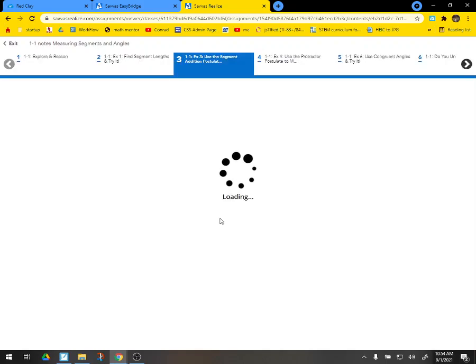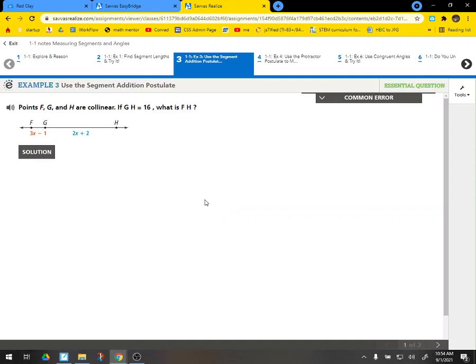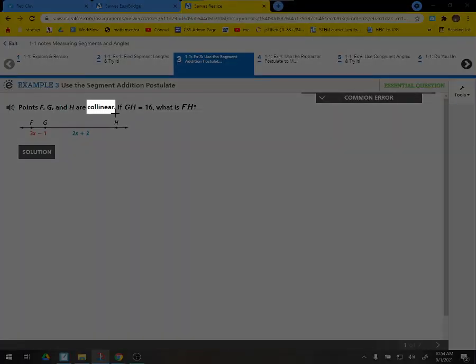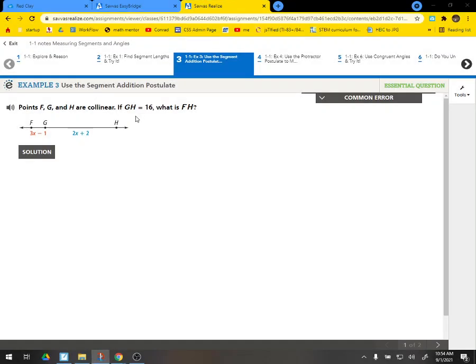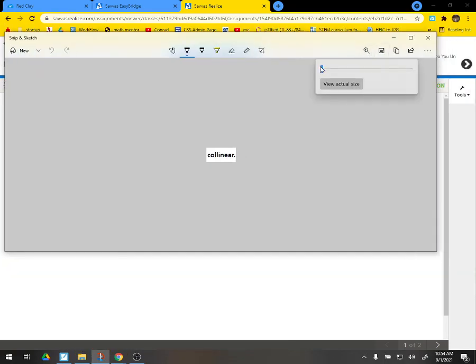Come on, there we go. Points F, G, and H are collinear. Wait, what? Collinear. You might not even have realized that that's the word collinear. Let's break that down really quick. It's a super fancy sounding word at the beginning.